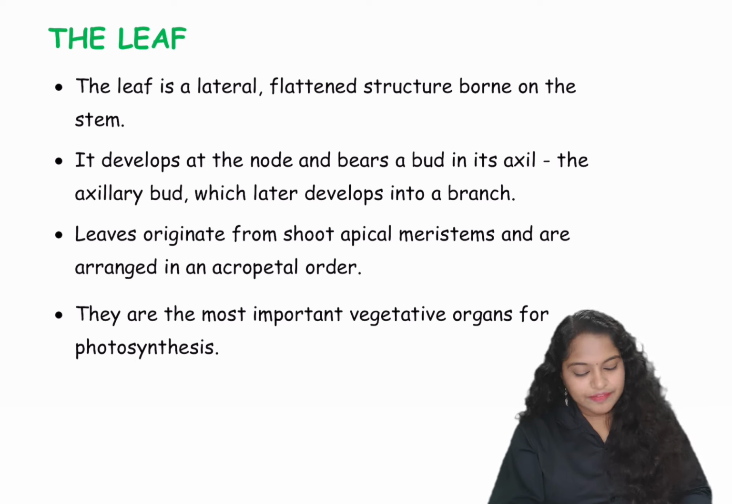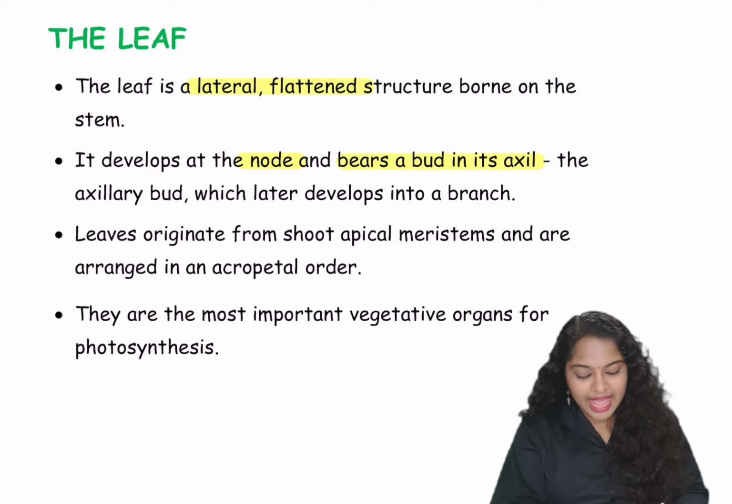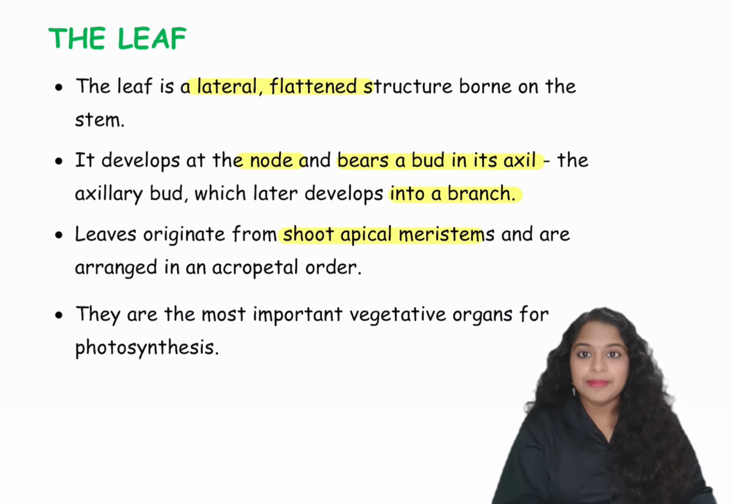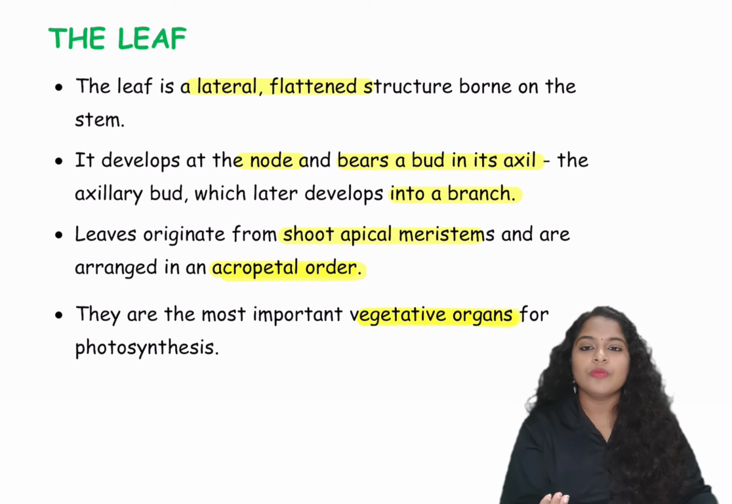Leaf is a lateral flattened structure which is borne on the stem. It develops from the node and bears a bud in its axil, called the axillary bud, and this later develops into a branch. The leaves originate from the shoot apical meristem and are arranged in an acropetal order. These leaves are the most important vegetative organ for photosynthesis, because they have more stomata and more chlorophyll, and they are also known as the kitchen of the cell.